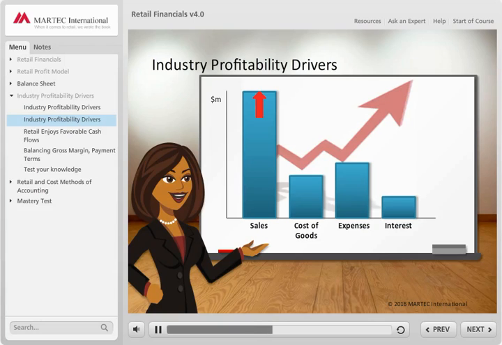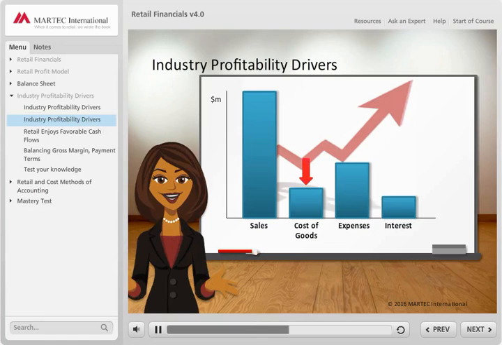Reduce cost of goods. This is achieved through supply chain management. Reduce expenses. Labour scheduling to optimise the use of store associates, space productivity and planogramming, advertising and marketing effectiveness. Reduce interest charges. Reducing inventory holding is the main way to reduce interest charges.